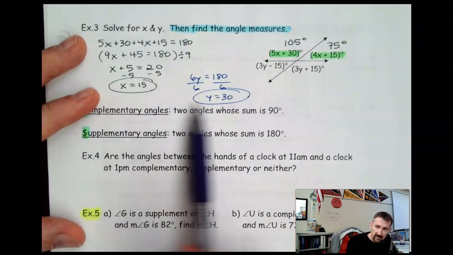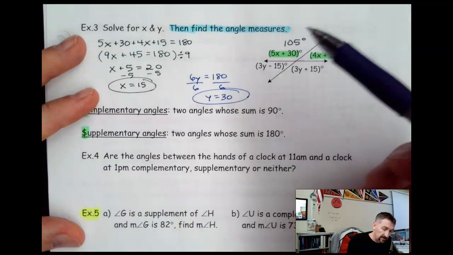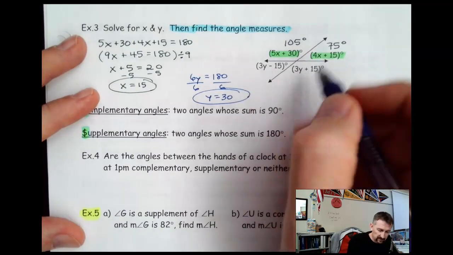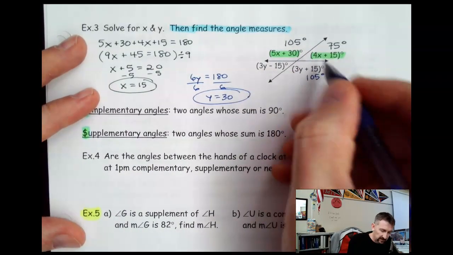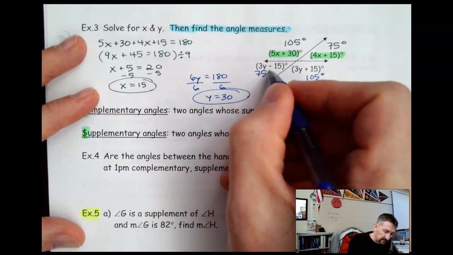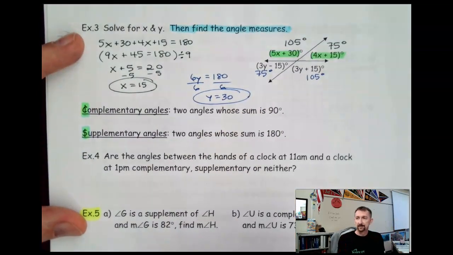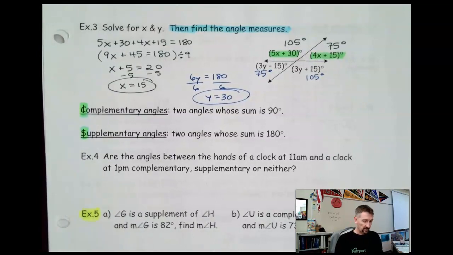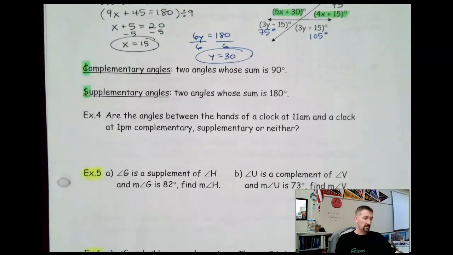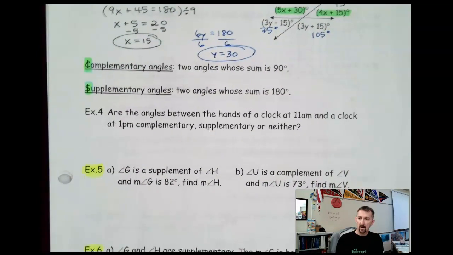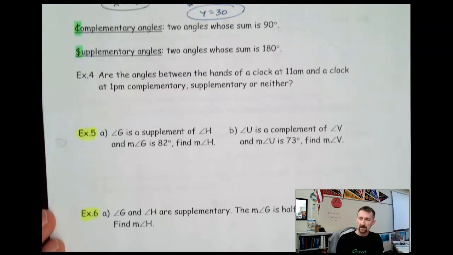But the key here is that it said find the angle measures. So we need to plug this stuff back in and solve. Although those are vertical, so I know I don't actually need to plug it in. I could just use the vertical angles to find that. All right. So moving along, we are going to talk about complementary and supplementary angles also.